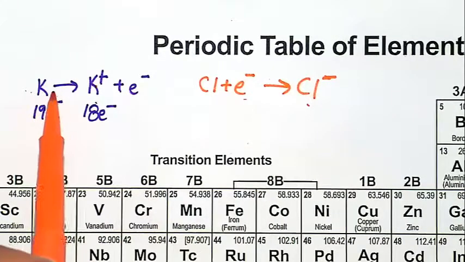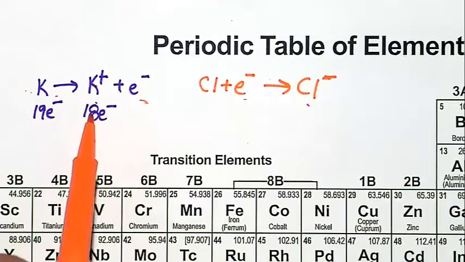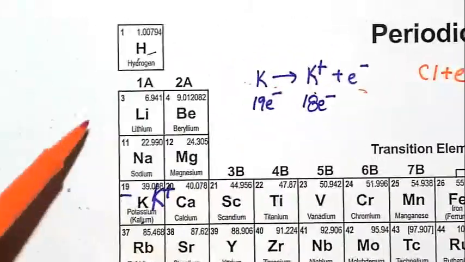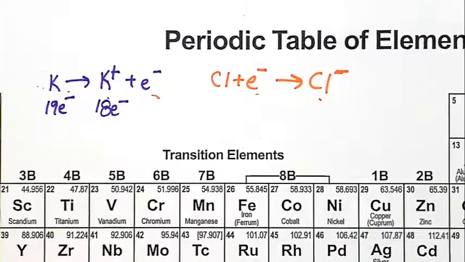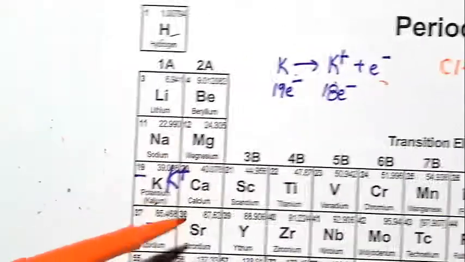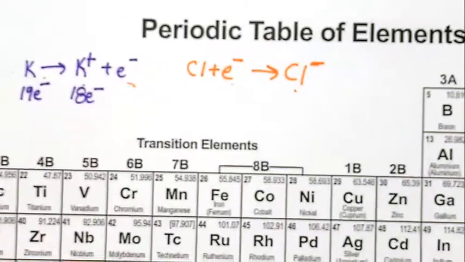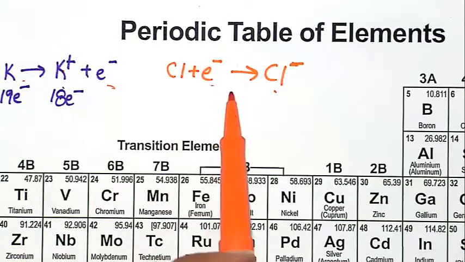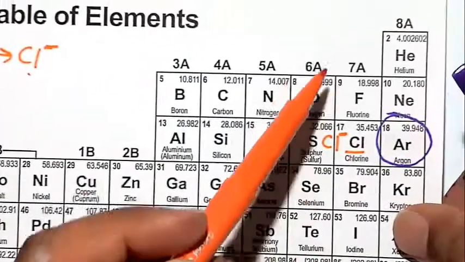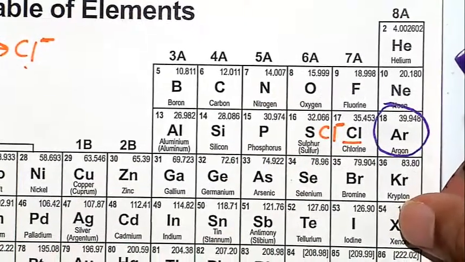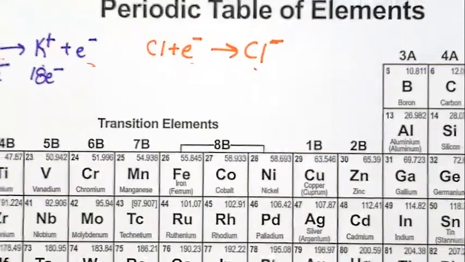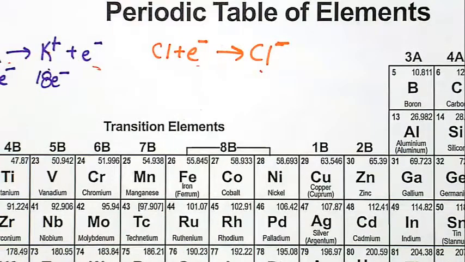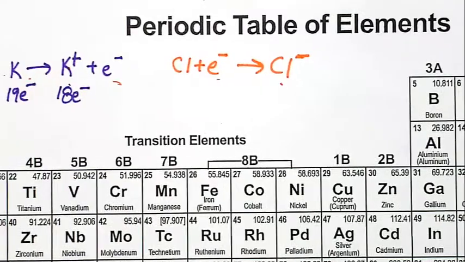So here potassium has kicked off an electron to become K+, as we would expect all group 1A elements to do because they are electron donors, and group 1A likes to be +1. Here Cl has gained an electron, and we would expect that because all halogens, group 7A, are -1, so we would expect them to gain an electron. And when it gains an electron, it becomes Cl-, the chloride ion.